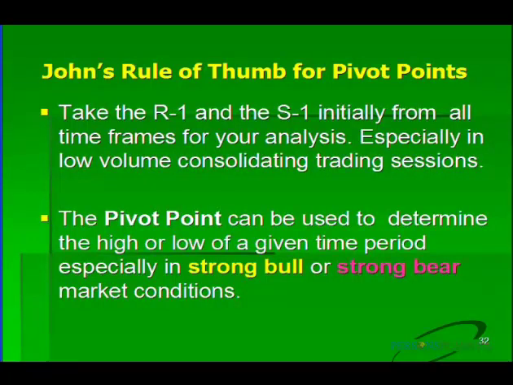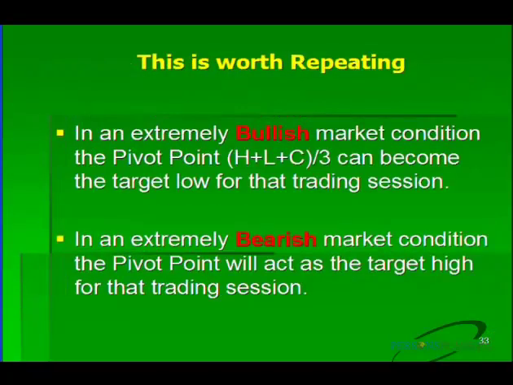Now, the pivot point. Remember the pivot point? The high, the low, the close, added up, divided by 3. That can also be used to determine the actual high or low of a given time period, especially in strong bull or strong bear market conditions. That's worth repeating. Let me go through it again. In an extremely bullish market condition, the pivot point, which once again is the high, the low, the close, added up, divided by 3, can become the target low for that trading session. In an extremely bearish market condition, the pivot point will act as the target high for that trading session.